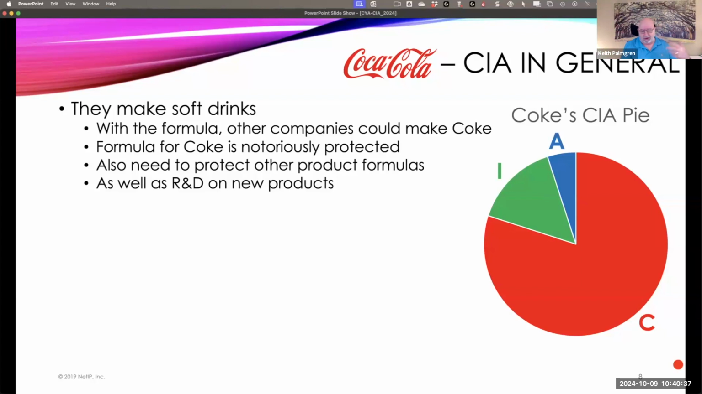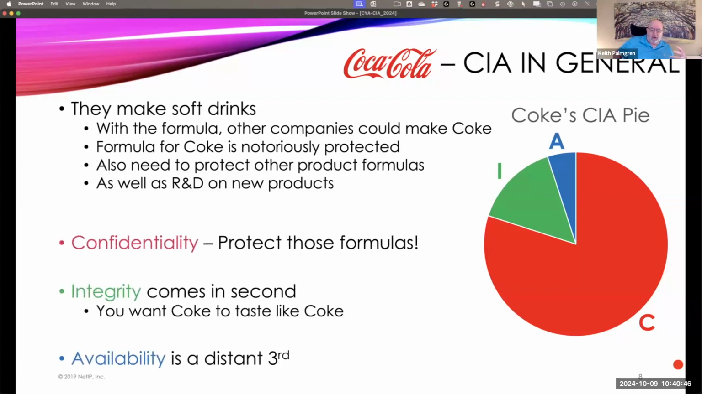Also, any research that they're doing on new Cokes or sodas or whatever it happens to be, new products, all of this is very important. And so when they prioritize these three elements, confidentiality, protecting all those formulas, is going to be their number one concern. Integrity also becomes kind of important. They learned years ago with New Coke, Coke needs to taste like Coke, or the customers don't like it.